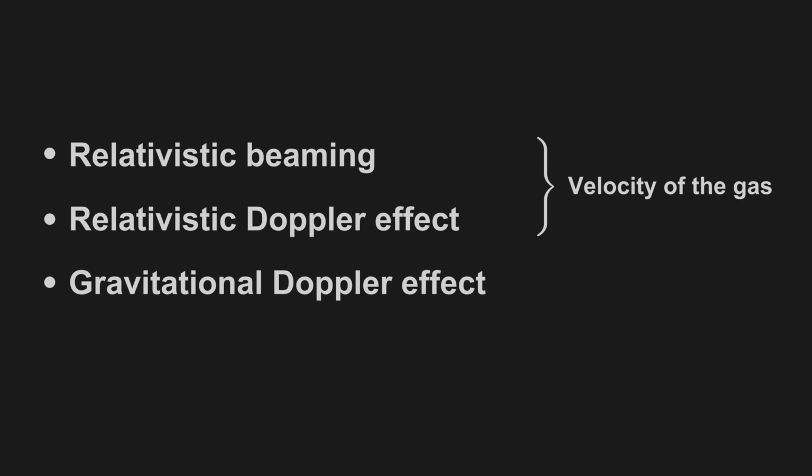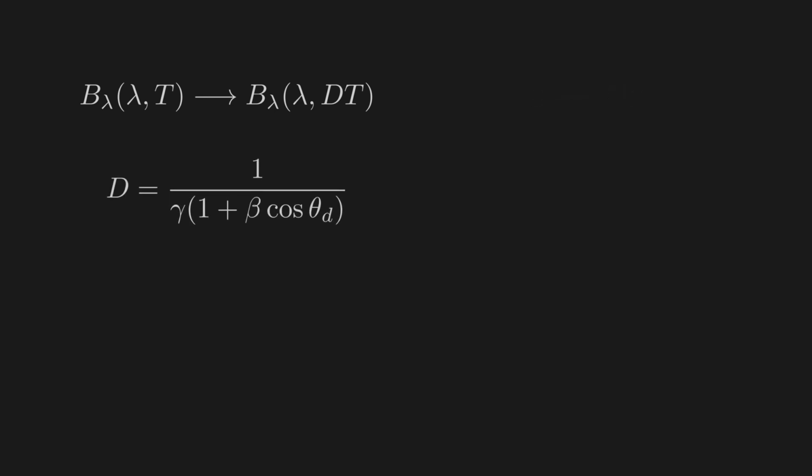Normally, describing relativistic beaming and the relativistic Doppler effect requires going through quite a bit of mathematics. However, we are lucky today. It turns out that a blackbody spectrum under these relativistic effects is still a blackbody spectrum, but with a different temperature. The apparent temperature of the blackbody is the original temperature times what I like to call the Doppler shift factor. It is the same factor that describes a change in frequency of light emitted by a moving source. It looks like this, where this gamma is as usual the relativistic gamma factor, and beta is the orbital speed divided by c. This theta d is the angle between the view direction and the velocity of the gas.